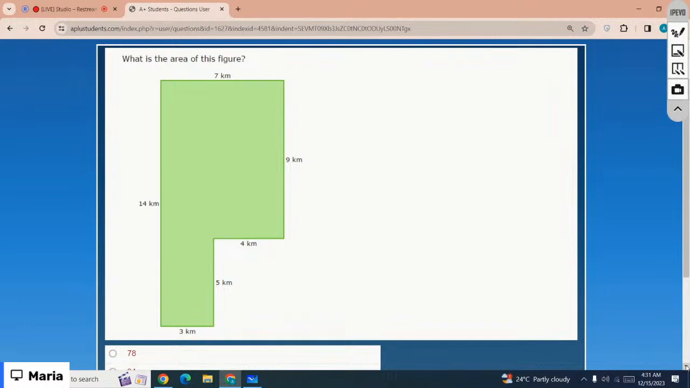The correct option is, what are you doing? Why are you adding the side lengths? You don't need to add the side lengths. You just have to multiply their side length, right?